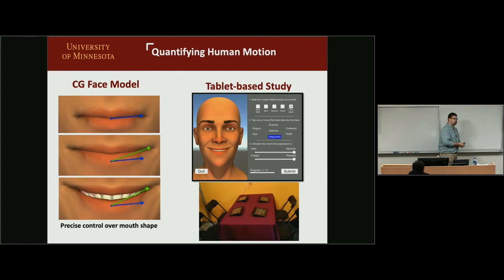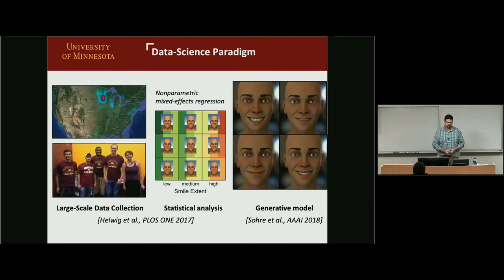So we used a game engine, the Unity game engine. We had a computer model. What's great about a computer model is that we can make the facial animation as precise as possible. We can exactly put parts of the face where we want them, and we put together a study on a tablet that had animated smiles that were carefully controlled, and we did large-scale data collection. We actually went to the Minneapolis State Fair, and I think some 2,000 participants did our study. As far as we know, it was the largest ever study on facial analysis of facial motion.